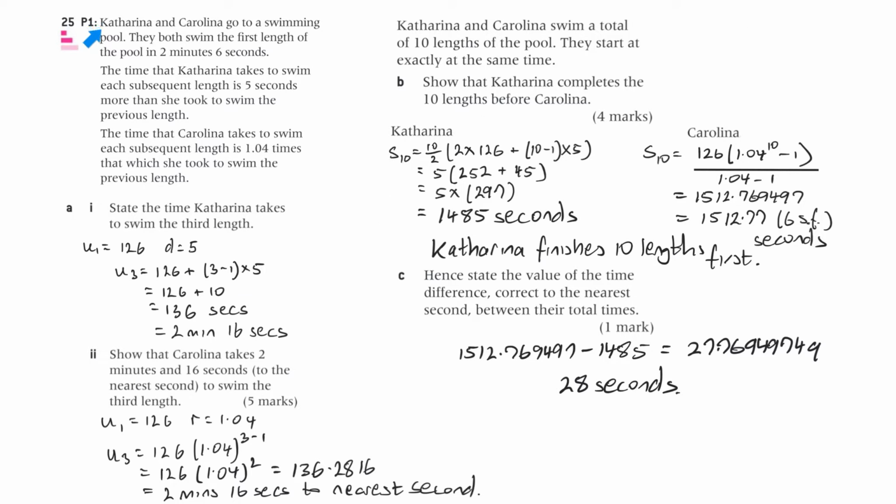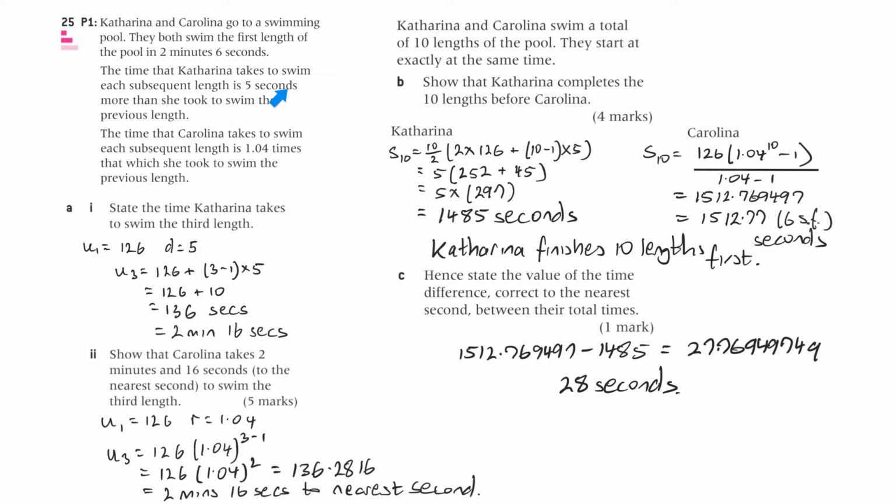Question 25, it's a paper 1 question. Katerina and Carolina go to a swimming pool. They both swim the first length of the pool in 2 minutes 6 seconds. The time that Katerina takes to swim each subsequent length is 5 seconds more than she took to swim the previous length. So that's arithmetic. It's 5 seconds for every length.